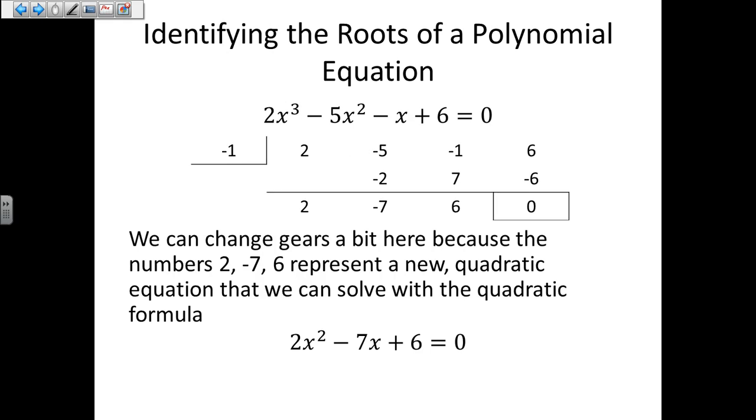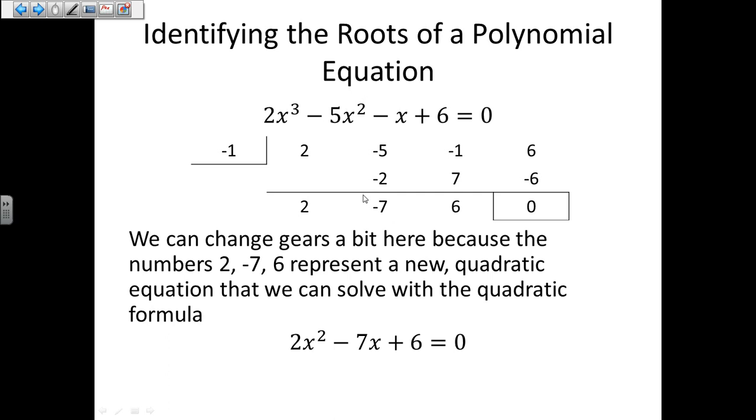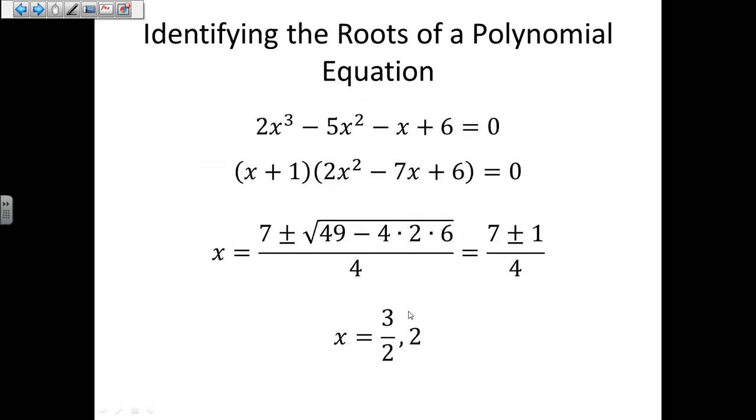So now, because there are only three numbers, it represents a quadratic. Once I get it depressed to a quadratic, I get to run the quadratic formula. So I'm going to run the quadratic formula with a equals 2, b equals negative 7, and c equals 6. I get 3/2 and 2.